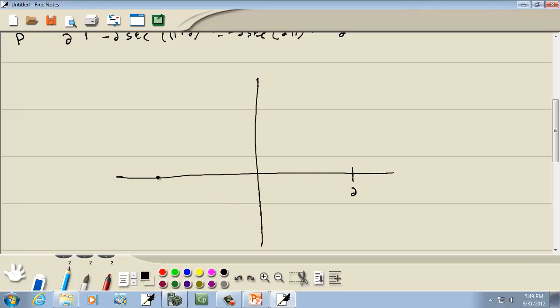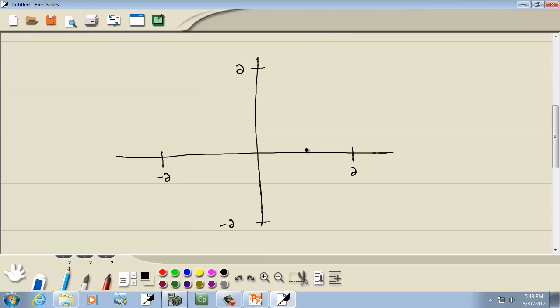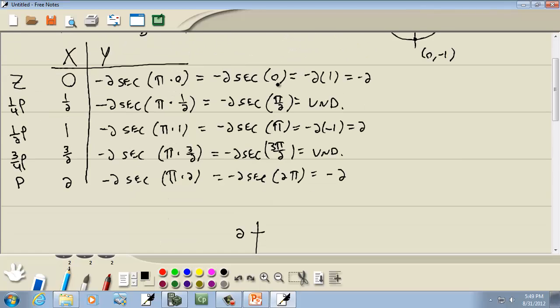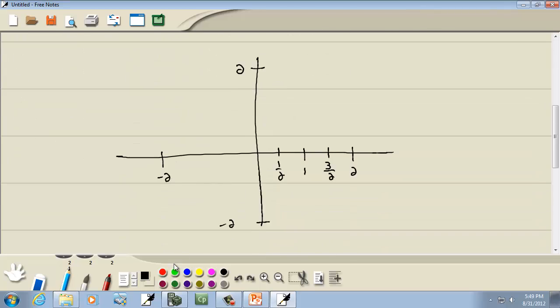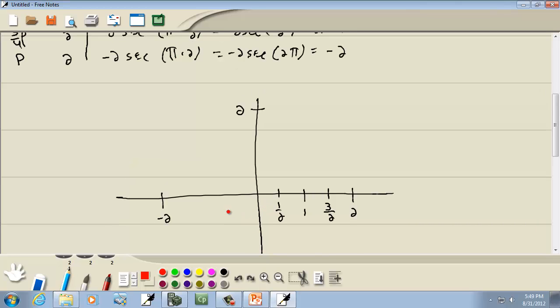So here's my 2, and here's my -2. And I think it goes up to 2, and down to -2, if I remember right. Okay, and this is 1, and this is 1/2, and this is 3/2. Well, first point, it says 0, -2. So 0, -2 would be right here. The next one should be undefined. 1/2 undefined, yep.